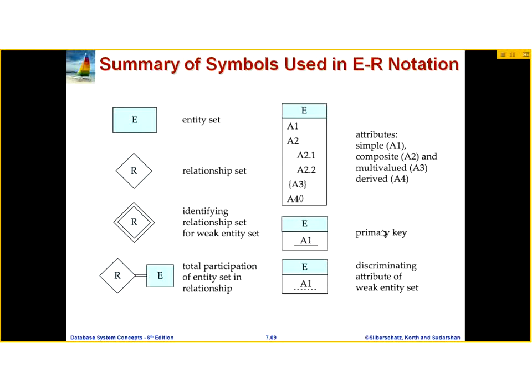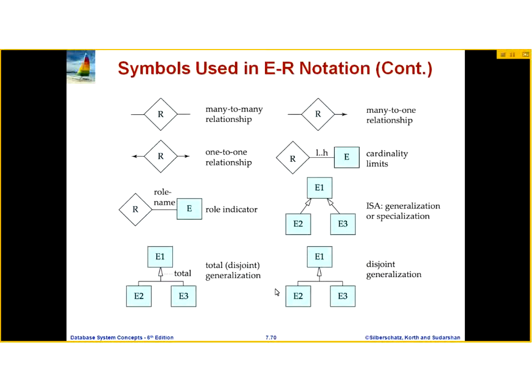Then if you want to represent the primary key in an ER diagram, you underline that attribute, and the discriminating attribute of a weak entity set is represented by a dashed line beneath that attribute. To represent relationships, the many-to-many relationship is represented in this way, one-to-one in this way, many-to-one in this way, and sometimes you can attach cardinality limits in this way, like 1 to h.